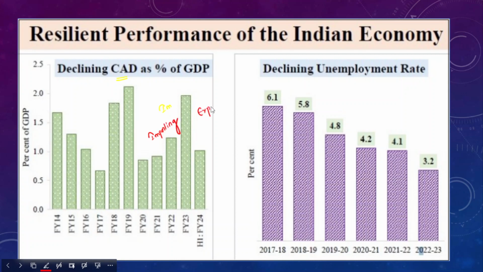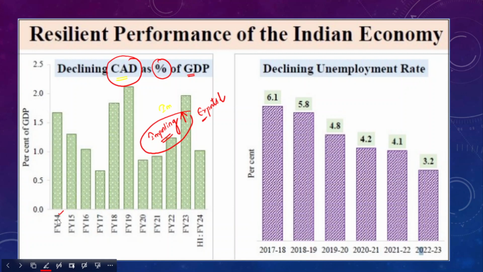Okay, so exports are actually less, but we are importing more across the globe. So therefore this has resulted in the current account deficit. Now if you look at the current account deficit as a percentage of GDP, whatever it might be, we can see a decreasing or declining trend.